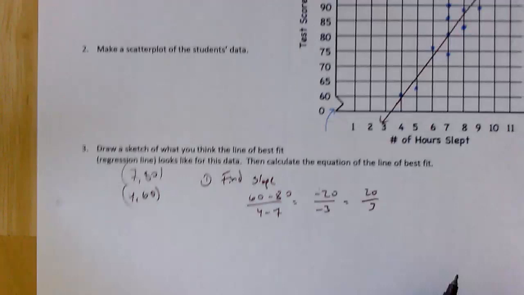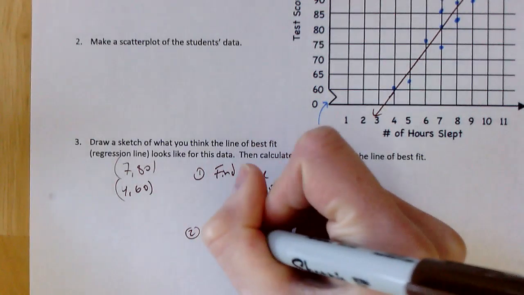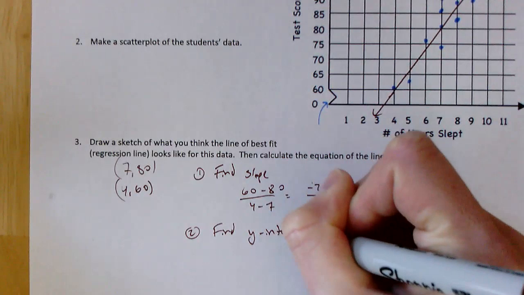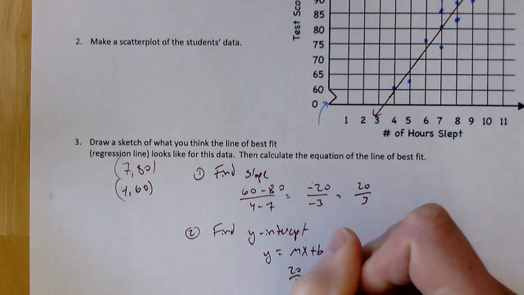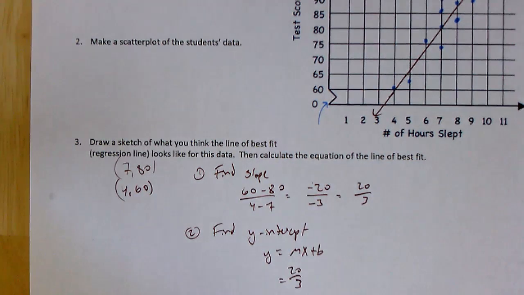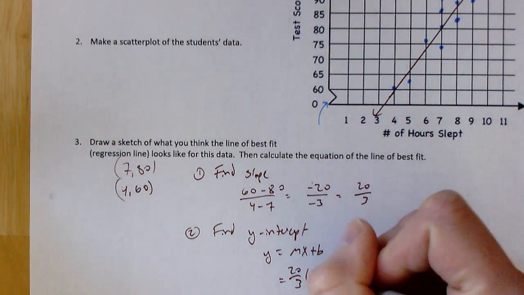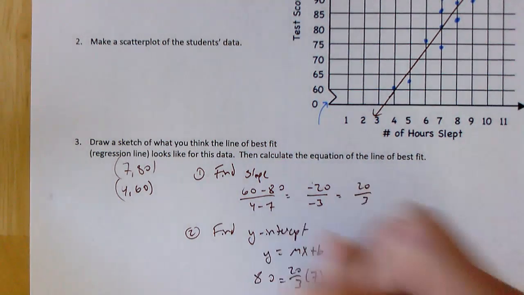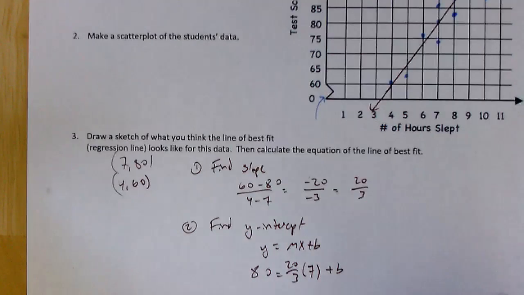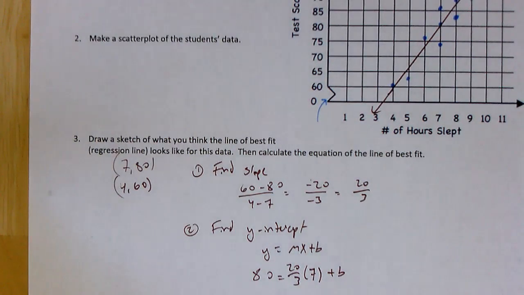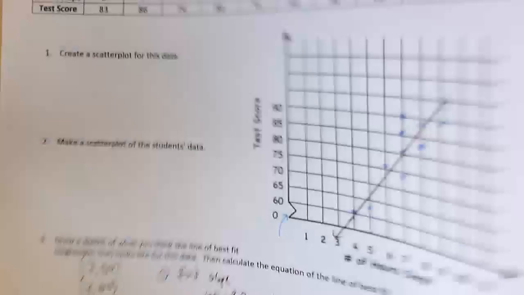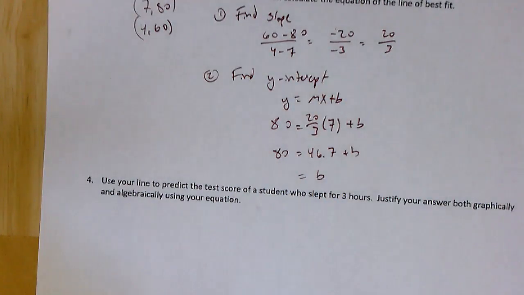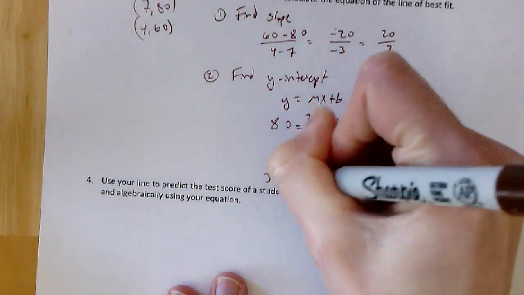All right, and then from there, you have to find your y-intercept. So we are going to find the y-intercept using y equals mx plus b. I'm going to plug in my slope, the 20 over 3, and then I'm going to plug in one of my 2 points. It doesn't matter which one. I'm going to use the first one, plugging that in for x and y, and use that to calculate what b is. So 20 over 3 times 7, I'm just throwing that into my calculator, and that works out to about 46.7. Then subtract that from both sides, and that's going to be about 33.3.